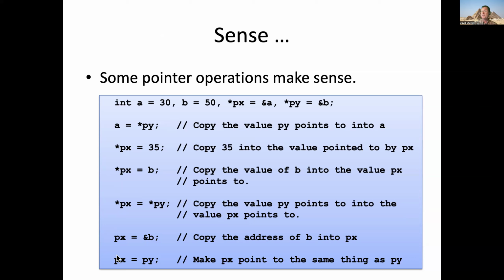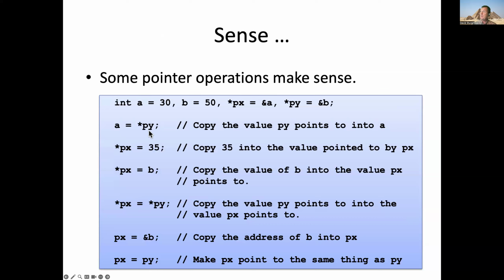These are all examples that make sense. Here, I'm just using integer types. So I made an integer variable A and B. I made a couple of pointers, px and py. And then we'll talk through a couple of examples of why these make sense.